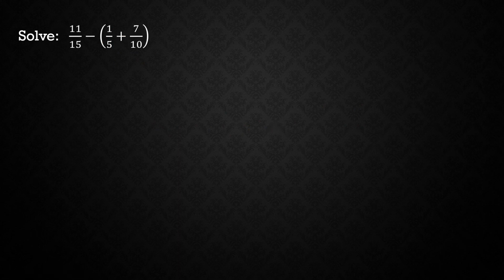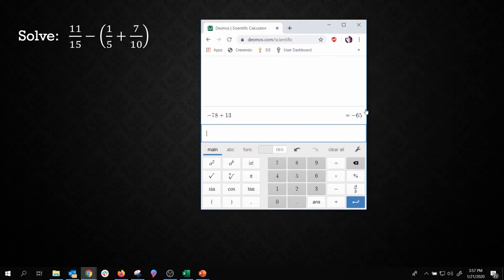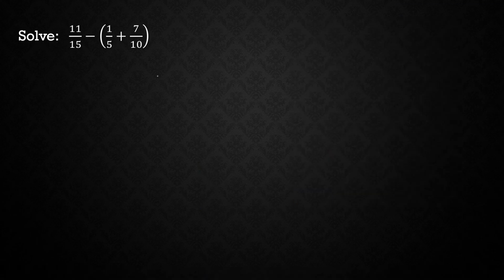Next question is asking us to solve this problem here. I'm going to type this into a calculator exactly how I see it. So 11 over 15. I'm going to subtract in my parentheses. I have 1 over 5 plus 7 over 10. Close my parentheses. Hit this button to give it to me as a fraction, which is negative 1 over 6. So this is negative 1 over 6.